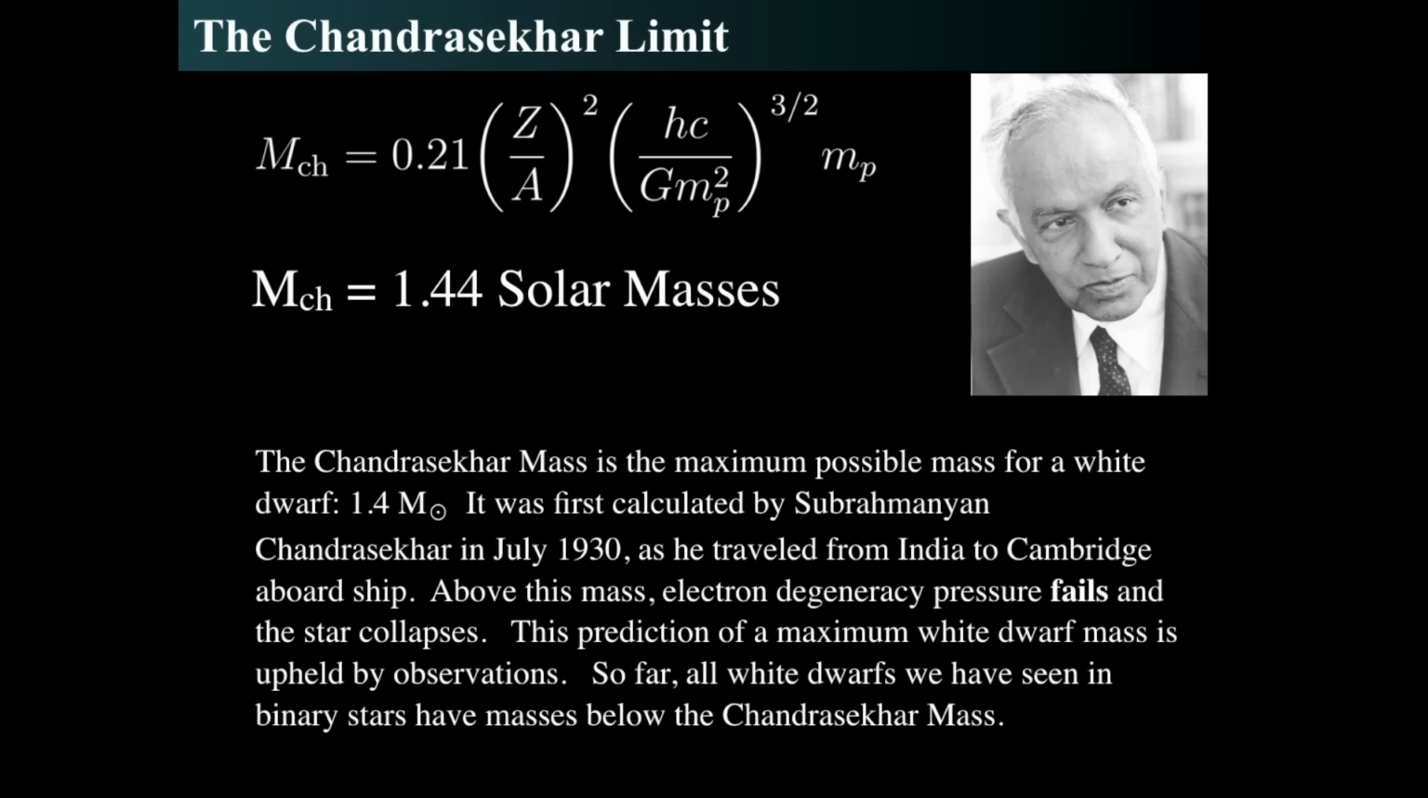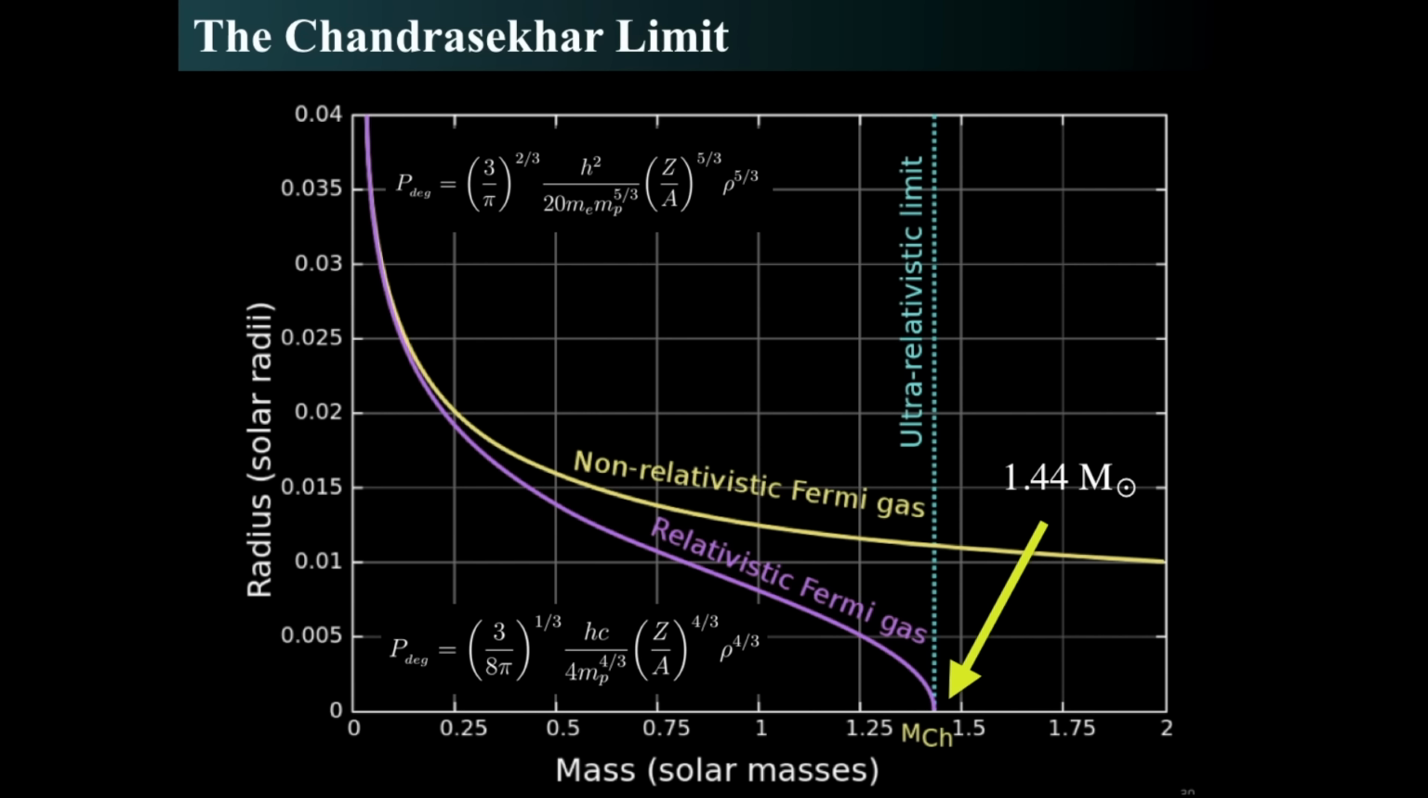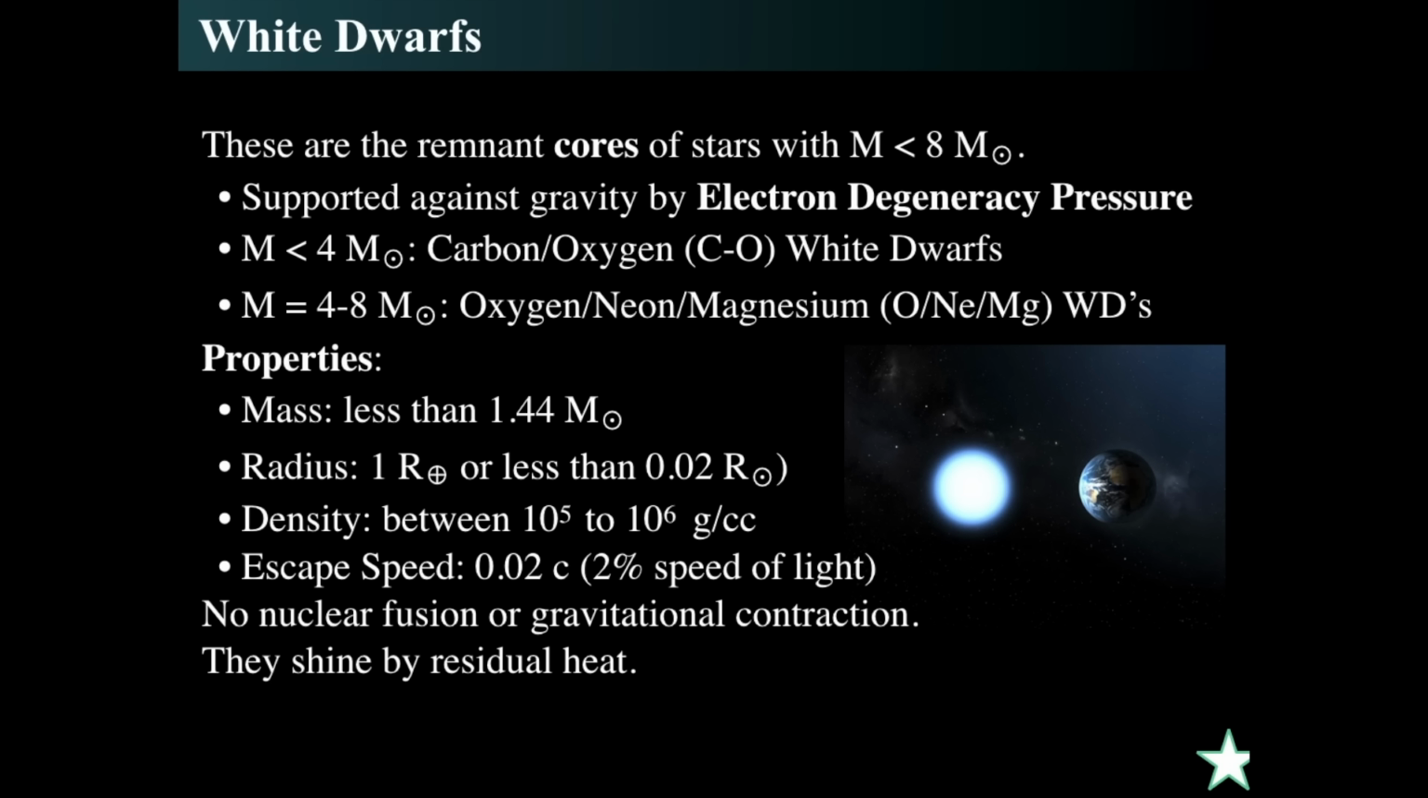So above this mass, the electron degeneracy must fail, because then the electrons would have to be traveling at the speed of light. So that gives a prediction for the maximum mass, and that's upheld by observation. There is no white dwarf that's ever been observed that is more massive than 1.44 solar masses. And this is described in this little thing, the non-relativistic Fermi gas, which is the M to the minus 1/3. But if we add in the relativistic terms, meaning it can't go faster than the speed of light, you get the limit of the Chandrasekhar mass, which is 1.44 solar masses.